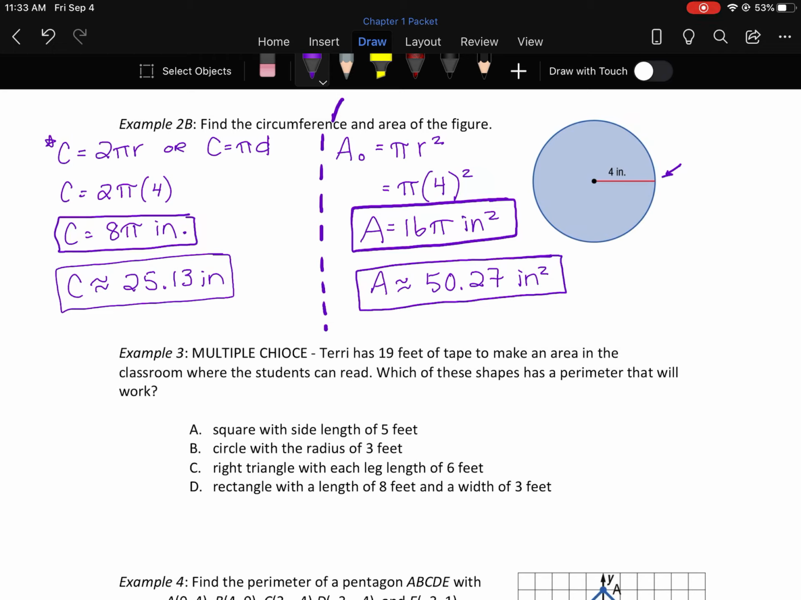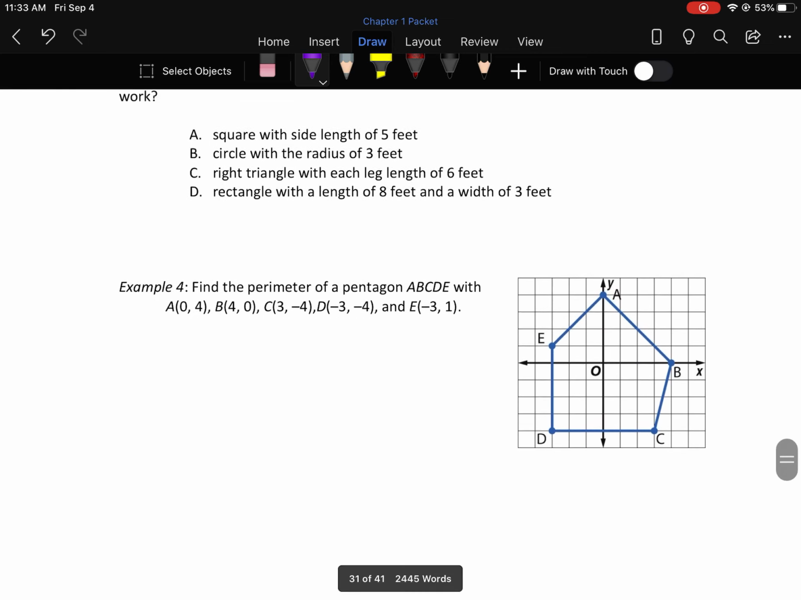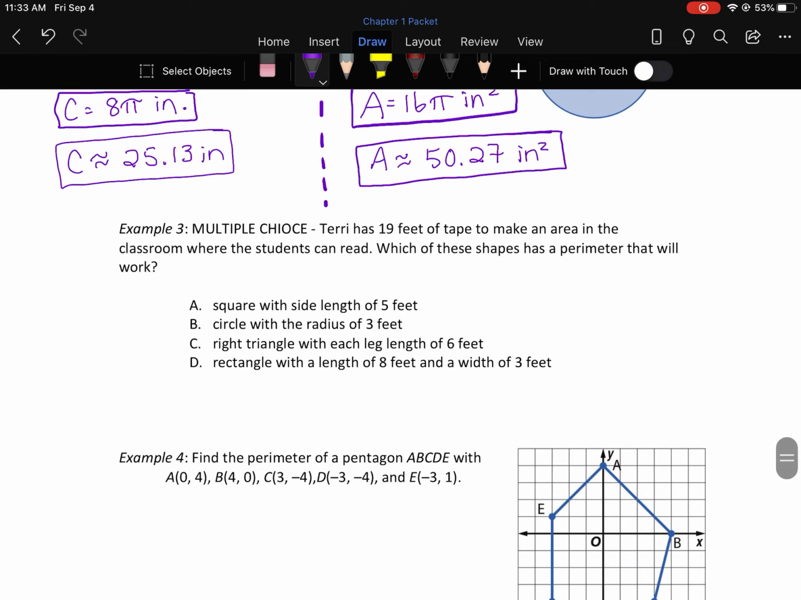All right. Moving on to example 3, a multiple choice question. And then I think we just have example 4, which is going to take us a little bit of work. So let's get on to example 3. It says Terry has 19 feet of tape to make an area in the classroom where the students can read. Which of these shapes has a perimeter that will work? All right, she has 19 feet of tape, so that's all the tape she has to make this perimeter.